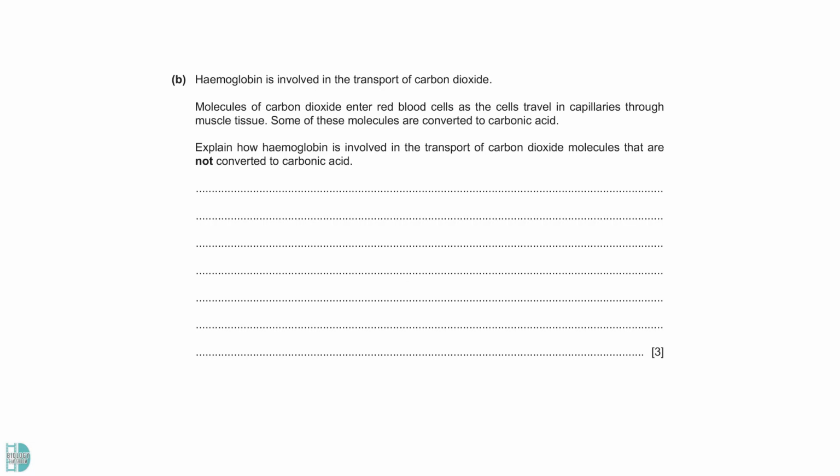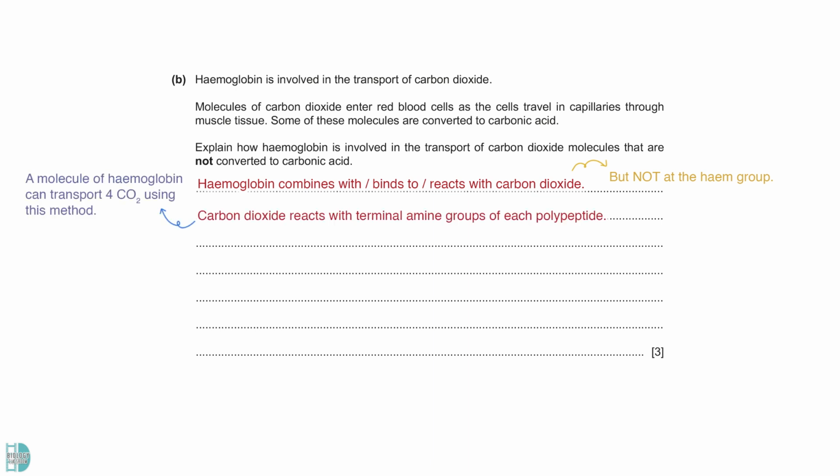B. Explain how hemoglobin is involved in the transport of carbon dioxide molecules that are not converted to carbonic acid. Hemoglobin can combine directly with carbon dioxide to transport it. However, carbon dioxide does not bind to the heme group like oxygen does. It reacts with the terminal amino groups of each polypeptide. So, a molecule of hemoglobin can transport 4 carbon dioxide using this method.